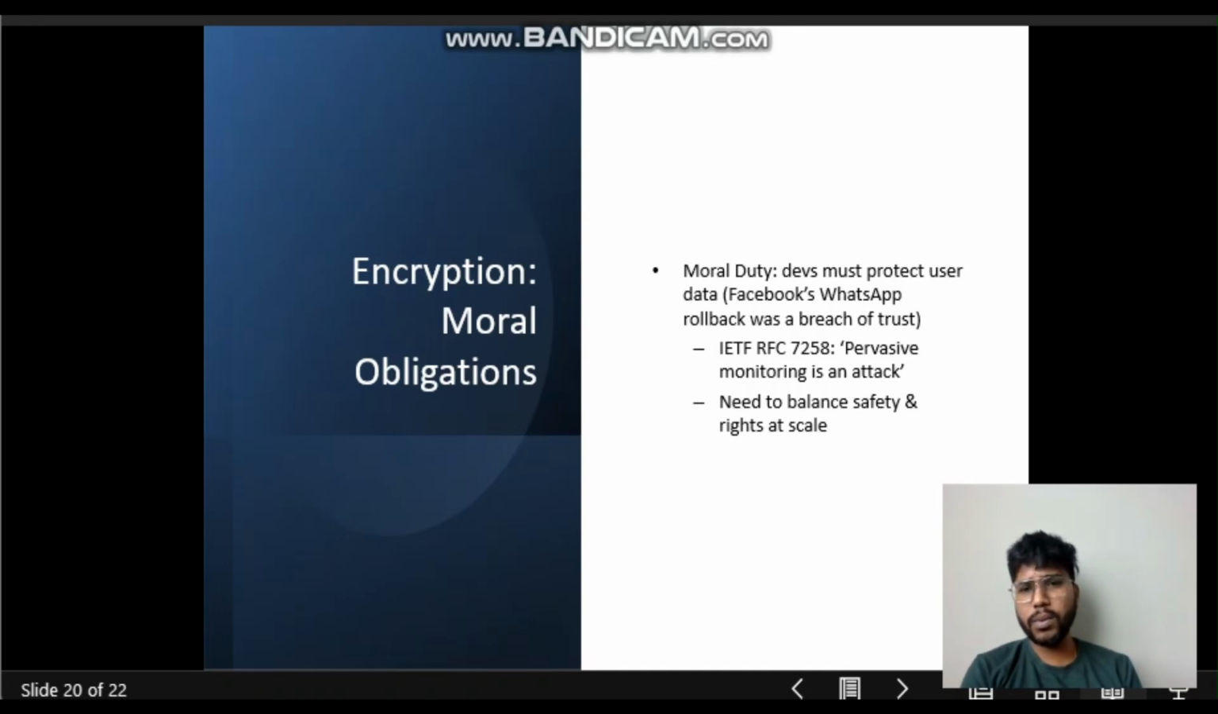According to the IETF's RFC 7258 back in 2014, pervasive monitoring is an attack. In simple terms, building systems that are trivially surveilled is tantamount to attacking a user's privacy. For an industry that handles billions of personal communications daily, the moral responsibility is actually immense.